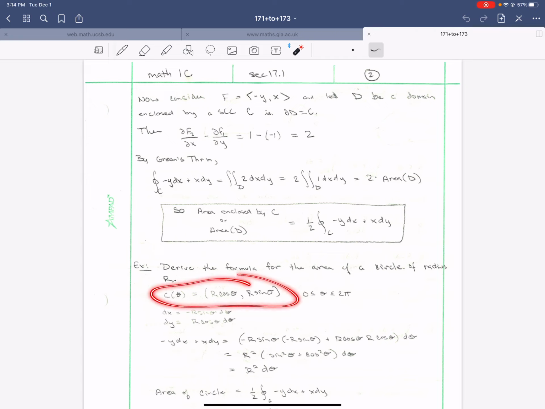And so the parameterization for any circle of radius r is r cosine theta, r sine theta, and because it's one full circle, theta gets to run from 0 to 2 pi. Then I need my dx and I need my dy, and so my dx would be negative r sine theta d theta, and my dy would be r cosine theta d theta.